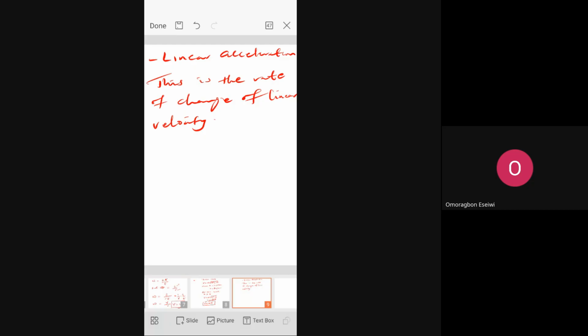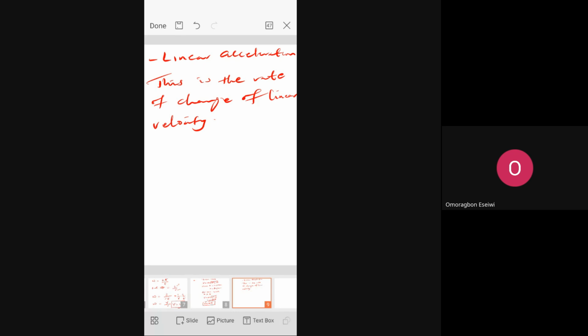And how do we calculate it? Take note that the linear acceleration is always directed towards the mean position. Don't forget that. I explained that earlier when I began this class. The same way the restoring force is always directed towards the mean position, the linear acceleration is also directed towards the mean position. Meaning, as the displacement is increasing in one direction, the acceleration is increasing in the opposite direction. Do you understand that?